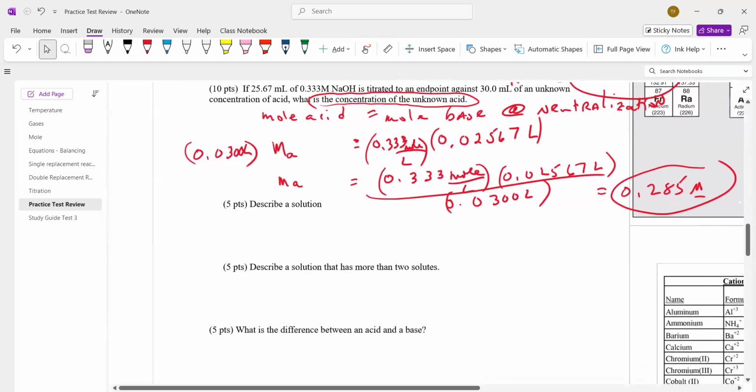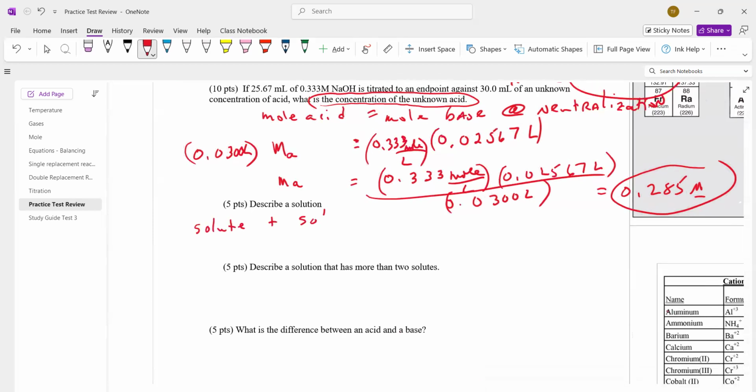Okay, describe a solution. A solution is based on two parts. You can have one or more solutes, and one solvent only. And they are homogeneous. I mean, you cannot tell them apart.